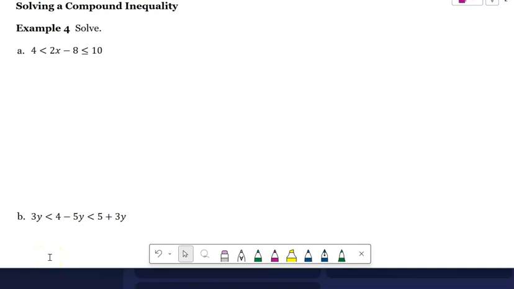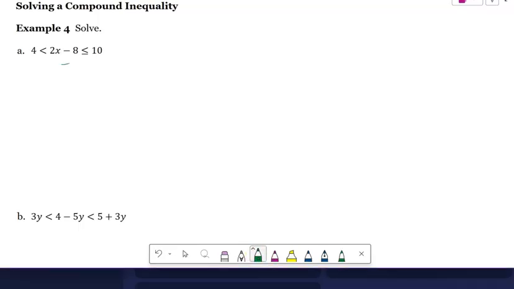Solving a compound inequality. In this example, we have the variable in the middle of two different inequality signs. And we are going to solve this the same way that we've solved the ones that have a single inequality. We just have to make sure that any operation that we do is going to apply to all three parts of the inequality. So I'm going to start by adding 8 everywhere.